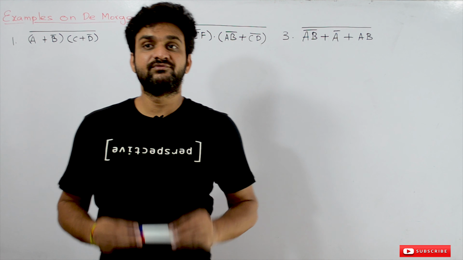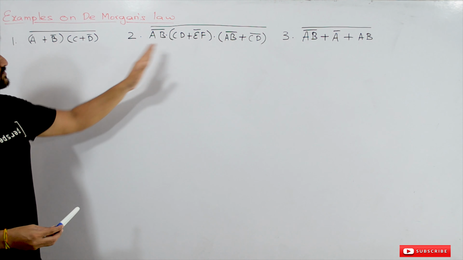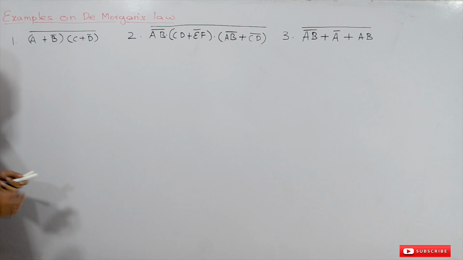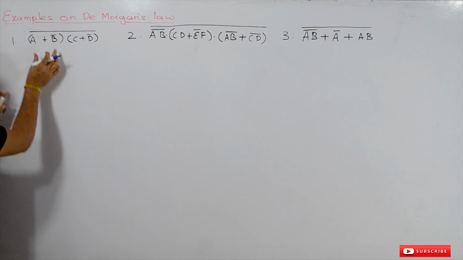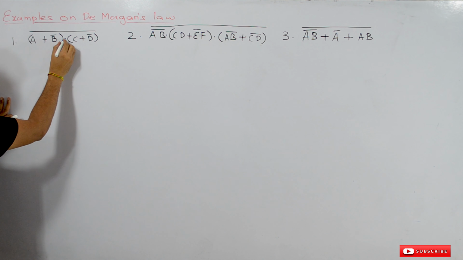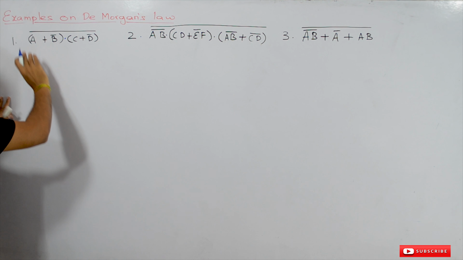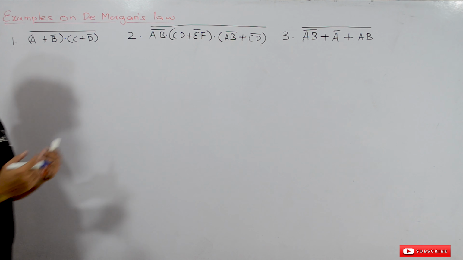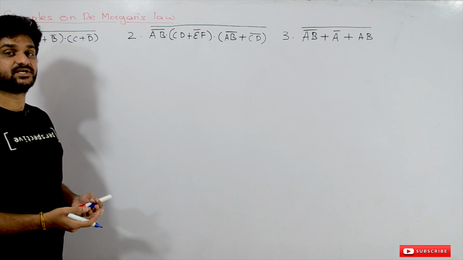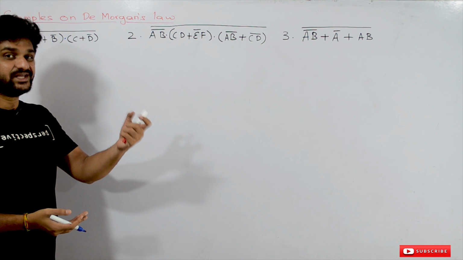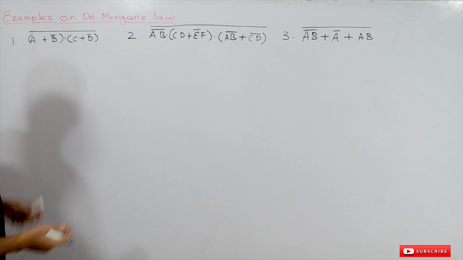In this class, we will try to solve these Boolean expressions by using De Morgan's law. Coming to our first example, we have the Boolean expression (A plus B bar) dot (C plus D bar) whole complement. We are trying to find the complement of this Boolean expression. Whenever we find the complement of a Boolean expression, it can be simplified by using De Morgan's law.